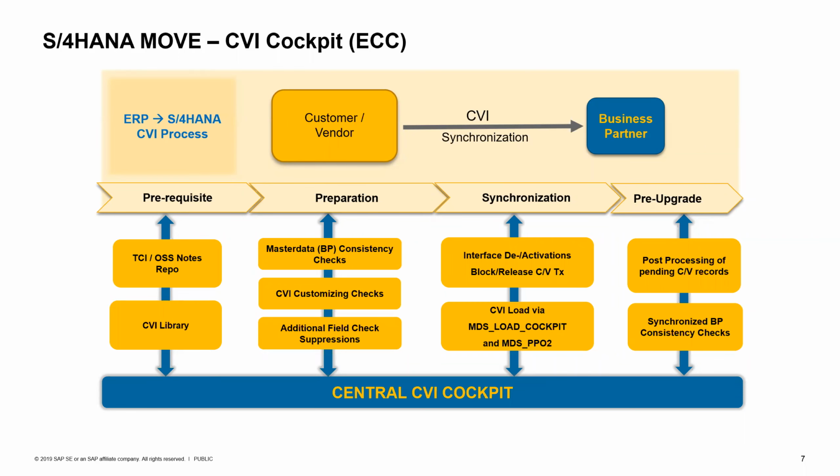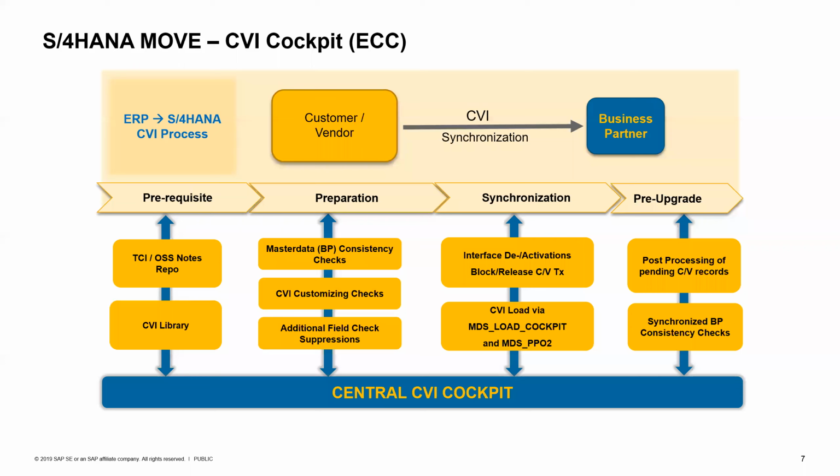I'm sure you must have noticed that there are quite a few customizing checks in place if you want CVI and business partner synchronization to work through smoothly. So we basically need to distinguish between what is a functional master data inconsistency and what is a customizing inconsistency. BP synchronization can only work when both of these are fulfilled, meaning the functional master data inconsistencies are taken care of, as well as the CVI customizing checks being in place in the system.